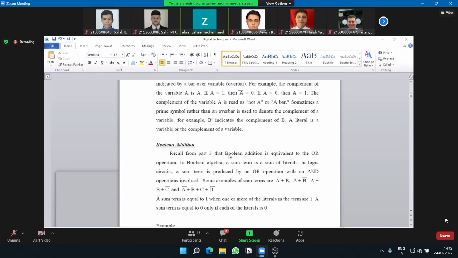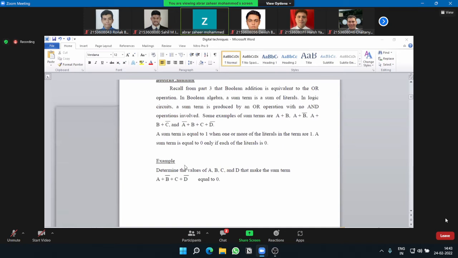A sum term is equal to 1 when one or more of the literals in the term are equal to 1. And a sum term is equal to 0 only if each of the literals is equal to 0.